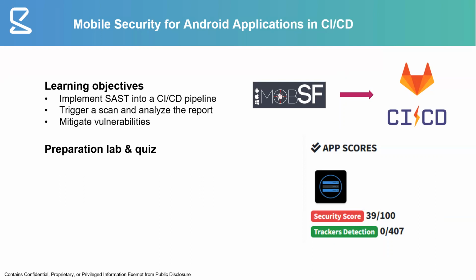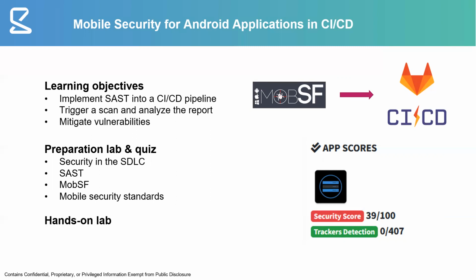In the course, you will be completing a preparation lab, which will introduce you to the course and its main concepts, which are security in the software development lifecycle, SAST, MobileSafe, which is the open source tool which you will be using to evaluate your application security. And we'll also discuss some mobile security standards. After you're done with the preparation lab, you will complete a quiz which will verify whether you have obtained the necessary knowledge to continue with the hands-on lab itself. And in your hands-on lab, you will work with MobileSafe in order to obtain the aforementioned learning objectives.